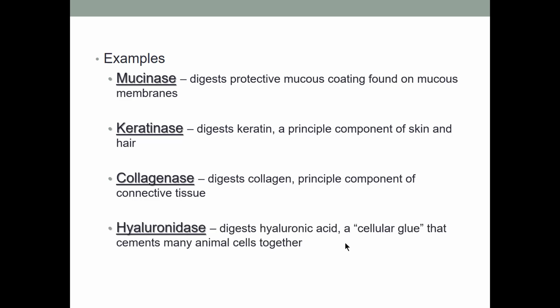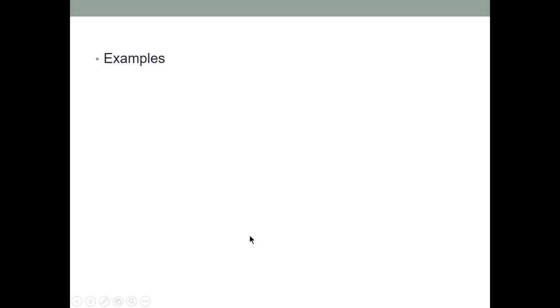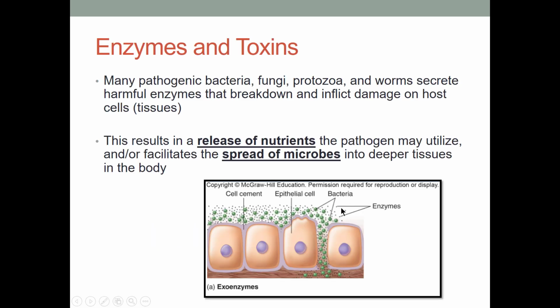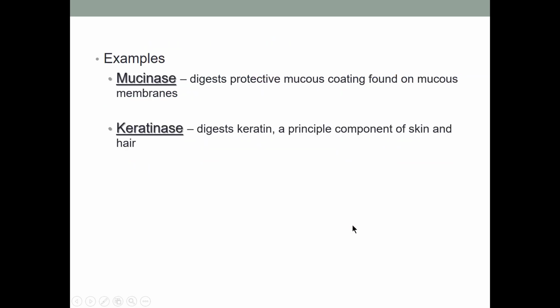And hyaluronidase is an enzyme that breaks down hyaluronic acid. And that's actually what was being shown in that last slide there. The cell cement, here they call it cellular glue, often holds cells together. So hyaluronidase, just to clarify here, is what you're looking at. It's not labeled this way, but this is representing hyaluronidase breaking down the hyaluronic acid here.